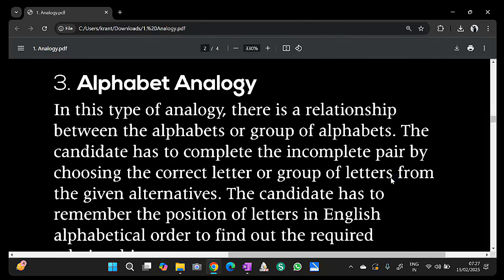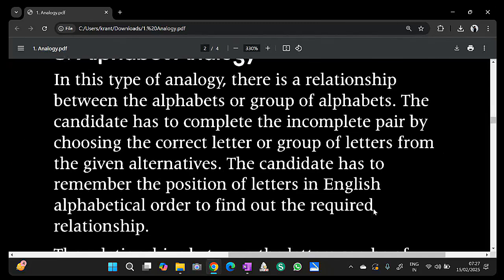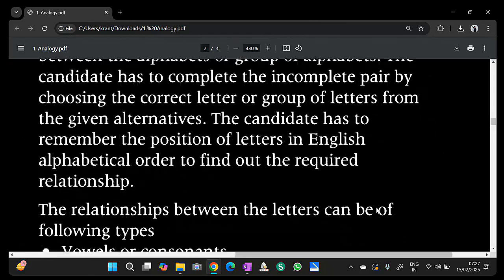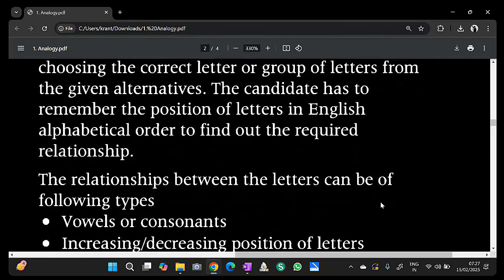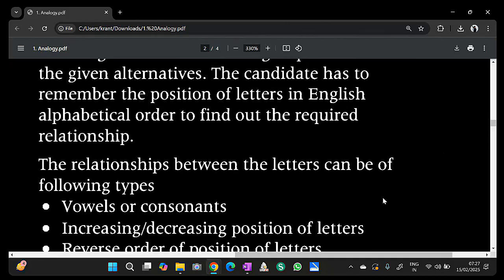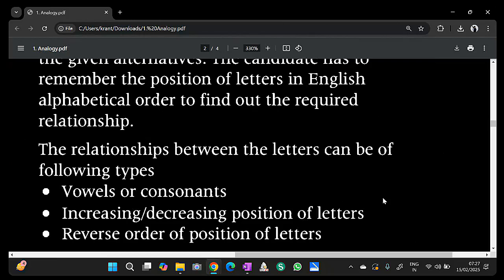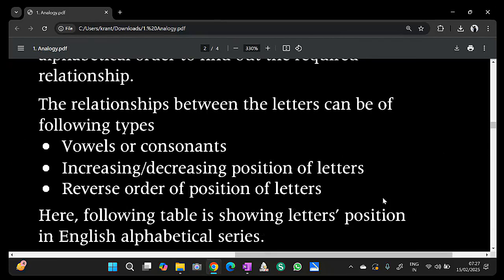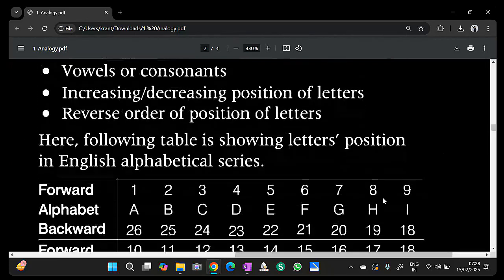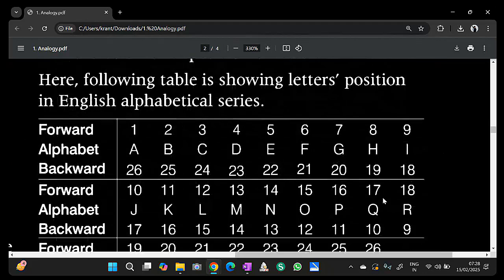So for the first two letters we have to identify the relationship. The same relationship will be there between the third and fourth also. So maybe the questions are created on vowels and consonants. You know the vowels A, E, I, O, U. They are called vowels and the remaining letters are called consonants. And it may be on increasing and decreasing positions of letters, whether they are in alphabetical order or reverse alphabetical order, and reverse order of positions also. So you must remember this table.